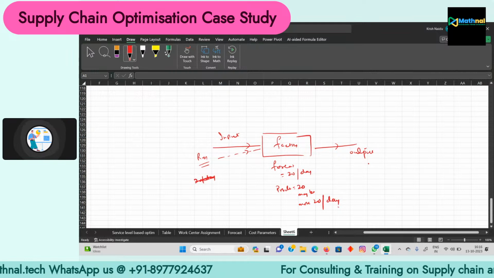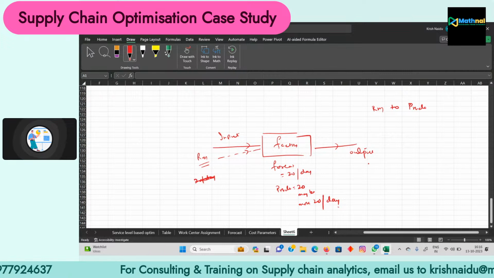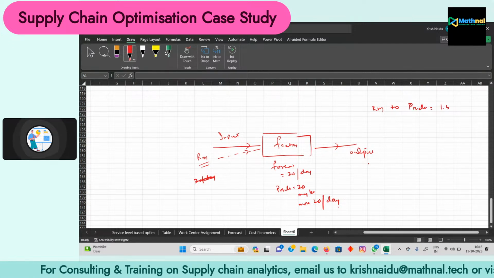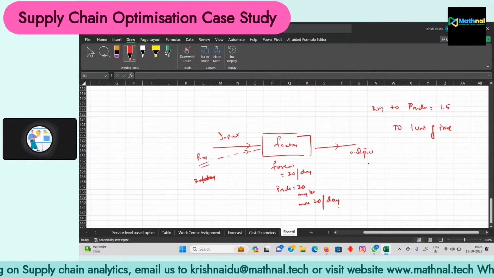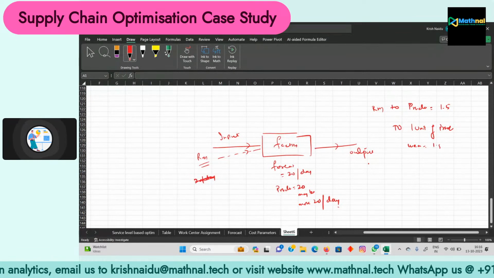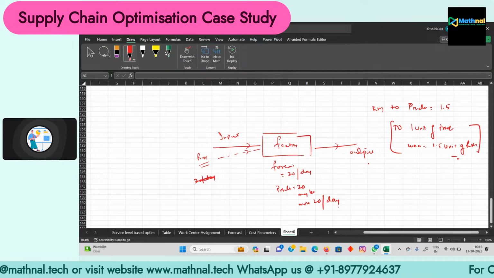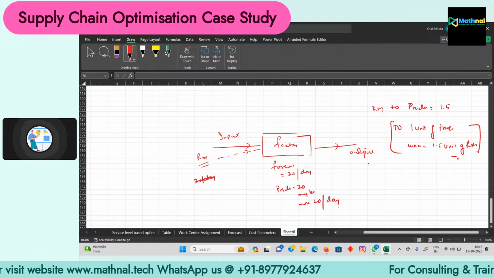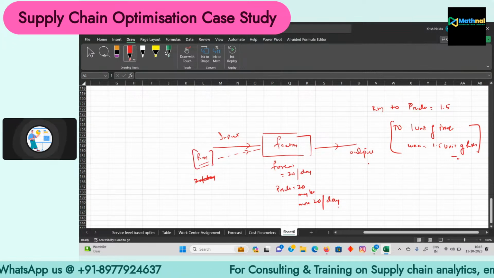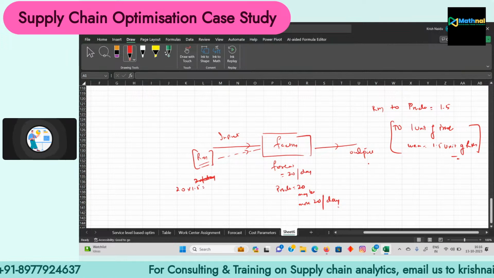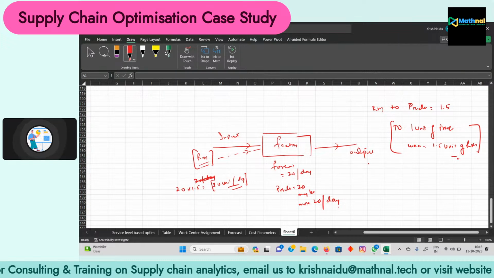Let's say the conversion factor of raw materials to product is 1.5, which means to produce 1 unit of product we need 1.5 units of raw material. For example, this is a scenario I'm taking here. If my forecast is 20 units, my production is 20 units. So my raw material is how much? 20 into 1.5 would be around 30 units per day. So 30 units per day is what we need to go at least.